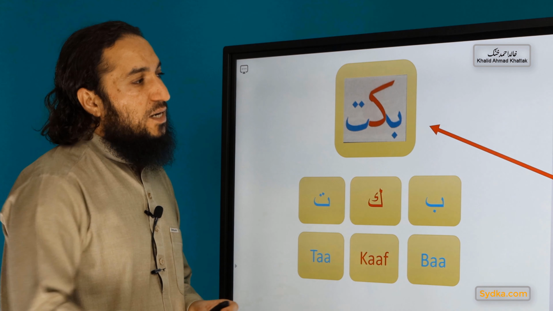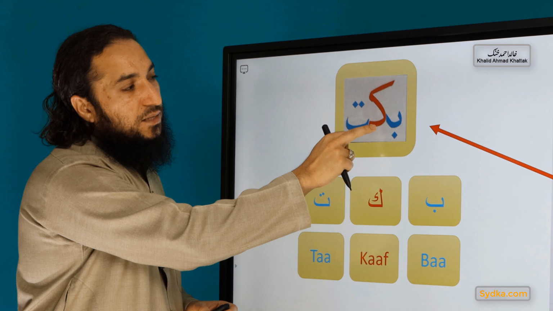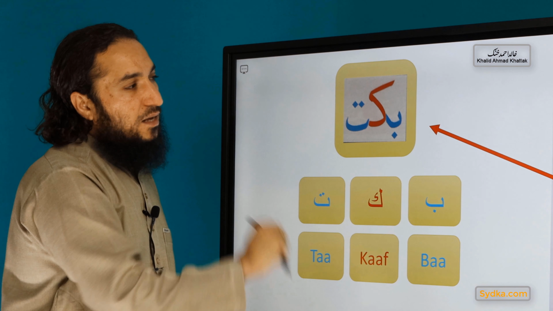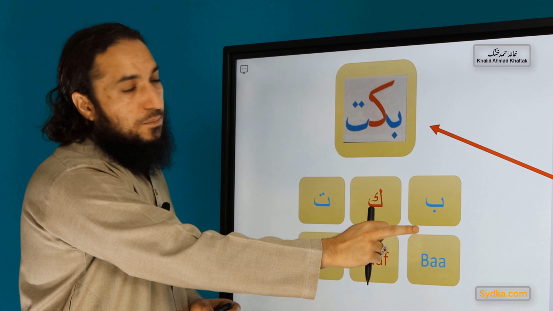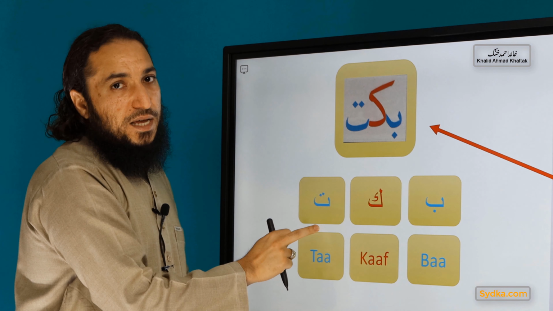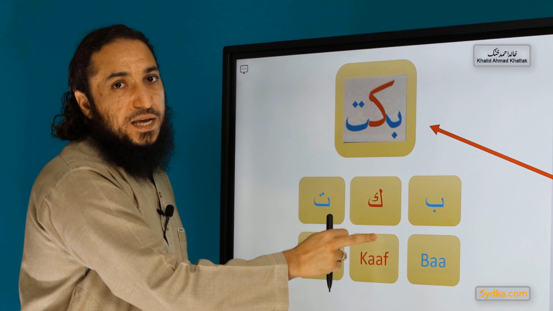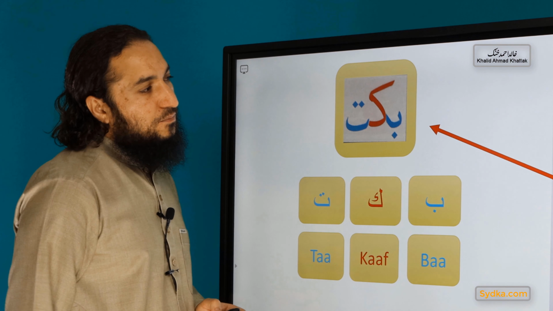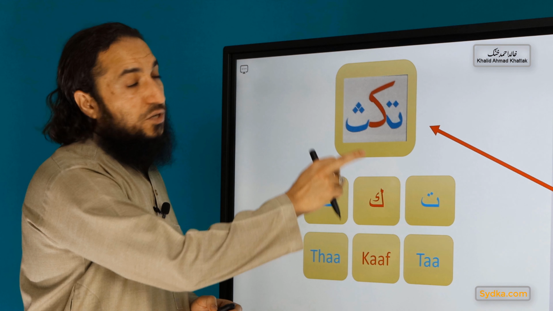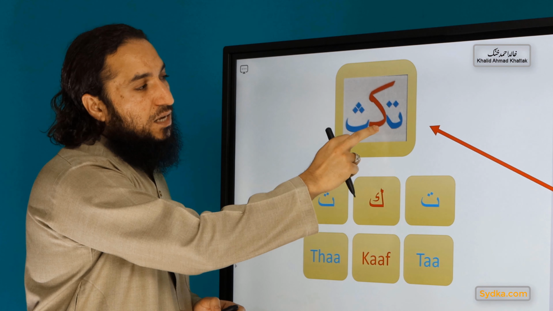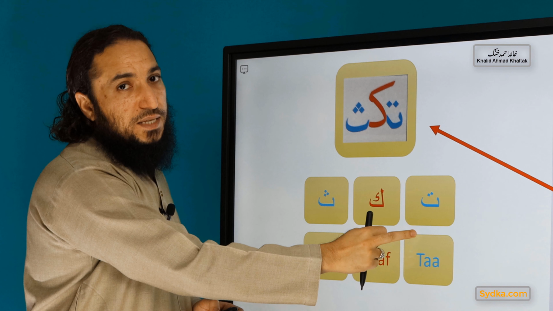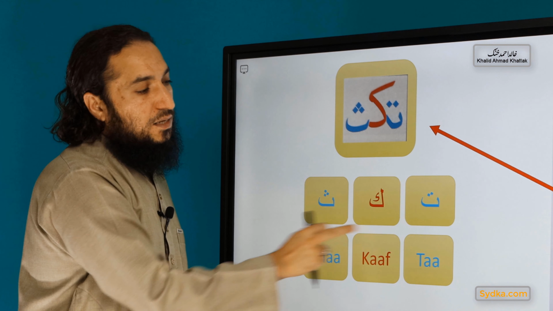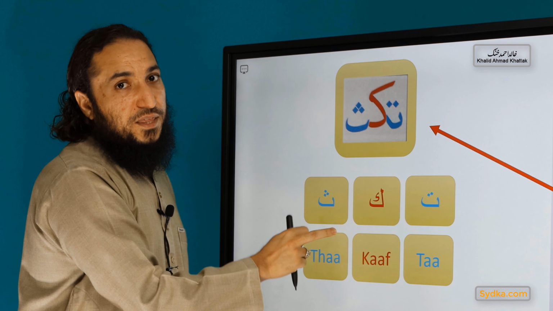That's a combination of three letters. The first one is ba, and then the red one is kaf, and then ta. Ba kaf ta. That's another combination of three letters. Ta kaf tha.